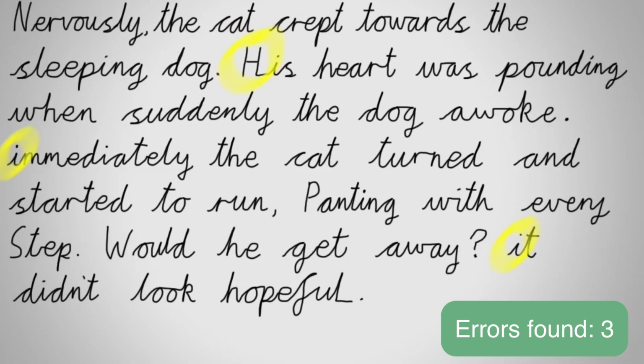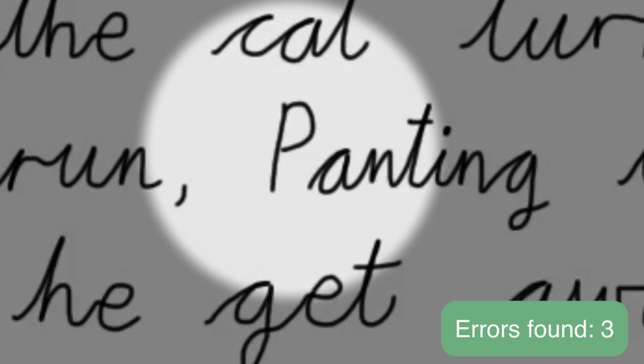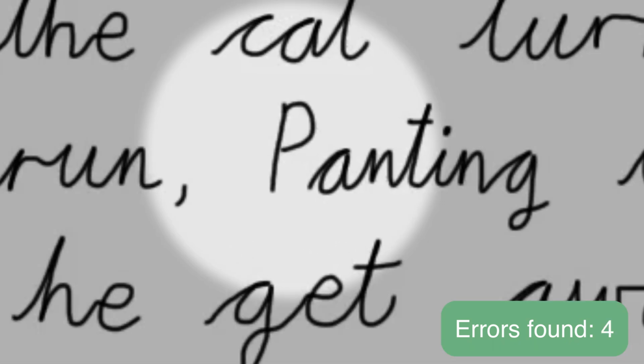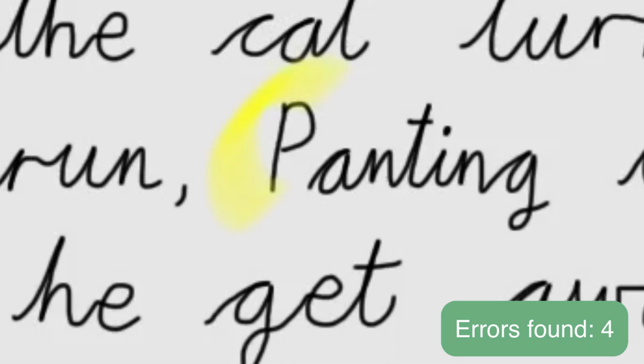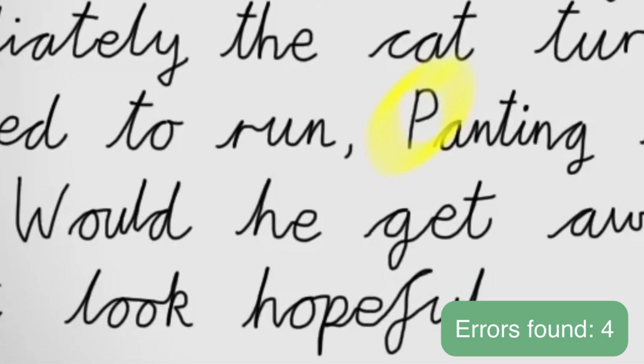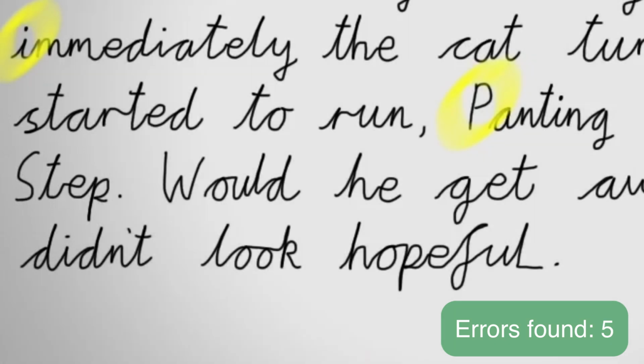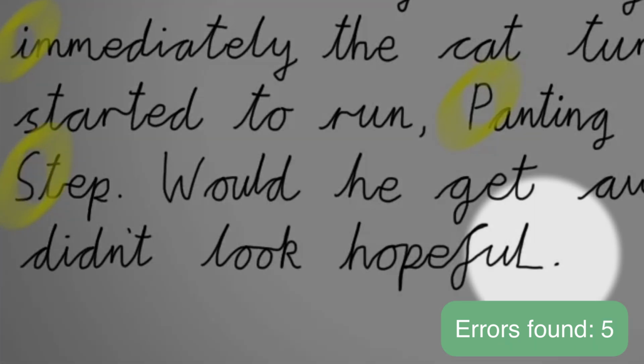Okay, now let's look through again, this time searching for any capital letters in the middle of sentences or words. In particular, we'll focus on the handwriting to make sure the letters are formed correctly. Look, there's a capital P on panting. This should be a small p, so we'll circle that. There's also a capital S on step, and a capital L at the end of hopeful.